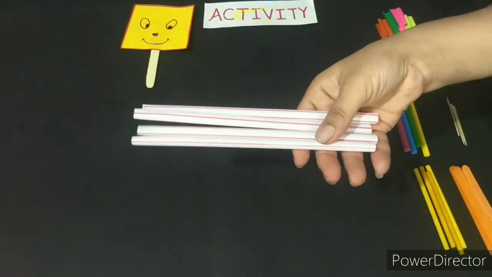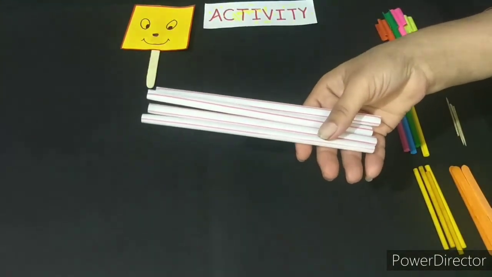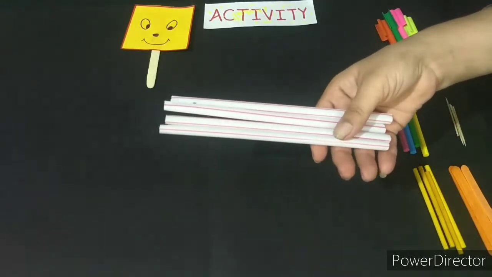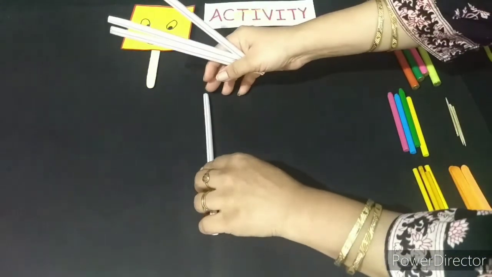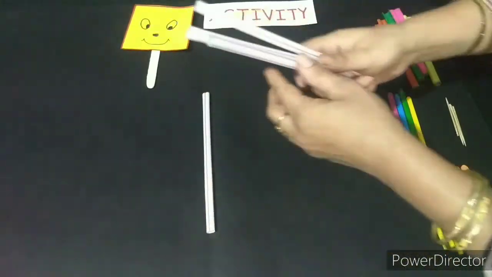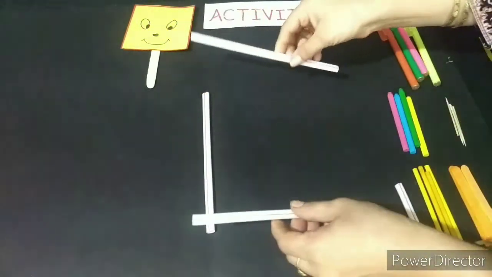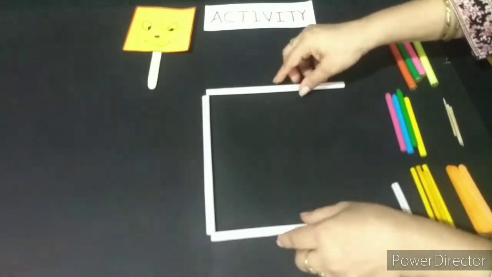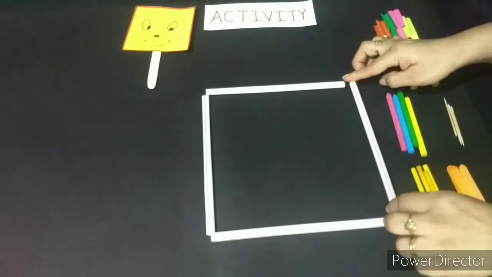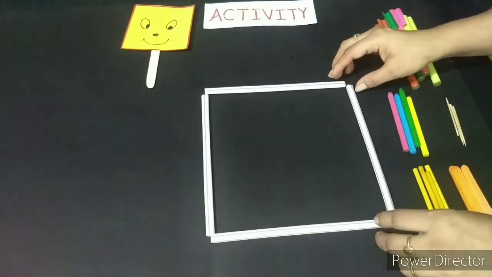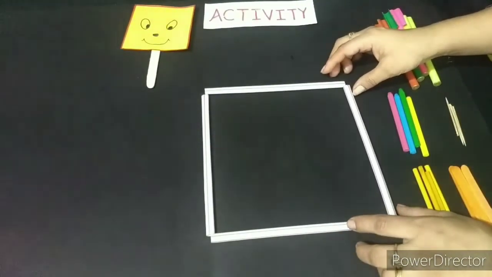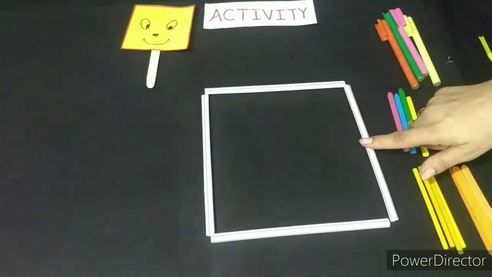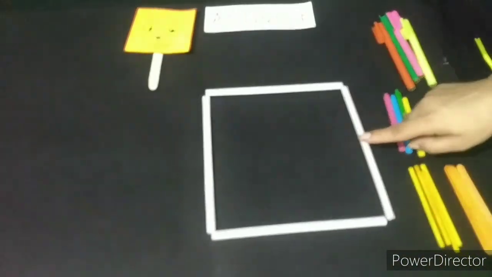Square. Look children, these are straws. And now we are going to make a square with this. We are going to place this on the sides like this and another one here. See children, what did we make? We made a square. Which shape is this? Square.